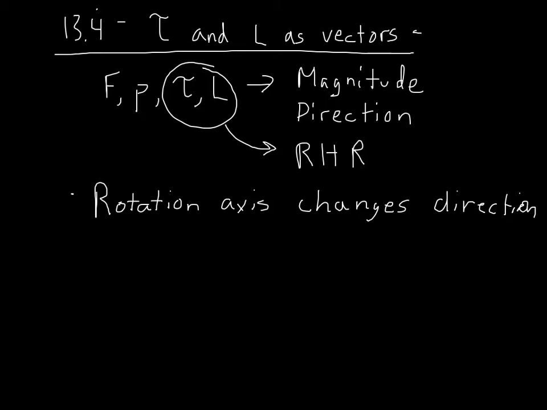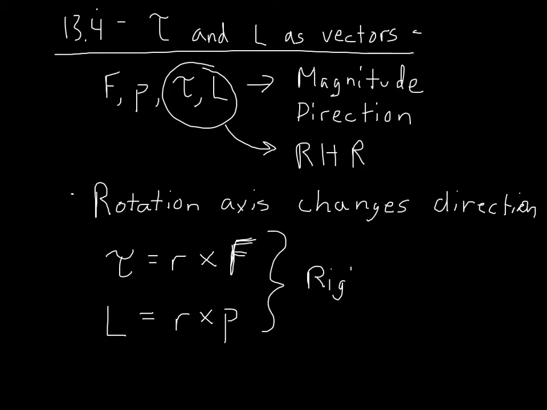So the way we do this is we define torque as equal to R crossed into F. So this is the cross product, that mathematical definition that we learned way back in chapter 2, and we treat L as equal to R crossed into P. So we do a cross product, and we get our direction from the right-hand rule. We'll work with this a little bit in class. Again, it's hard to show the right-hand rule on a whiteboard like this.